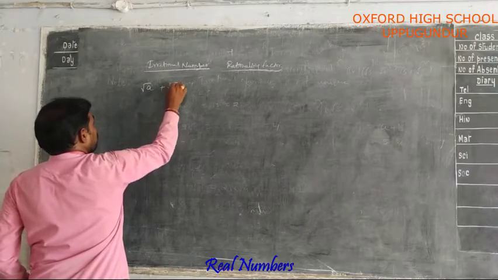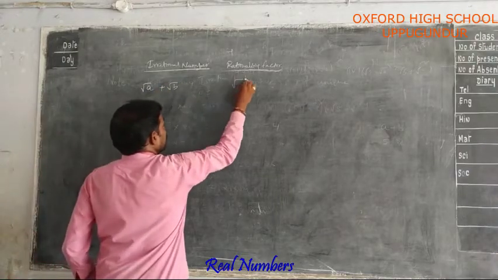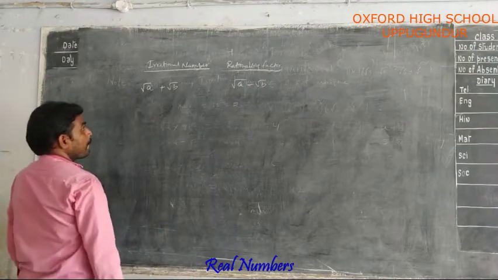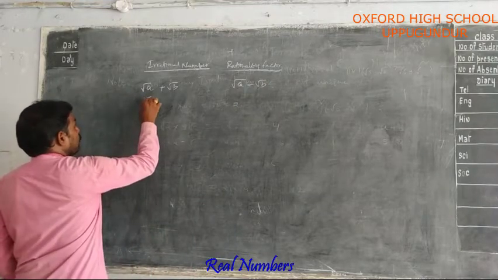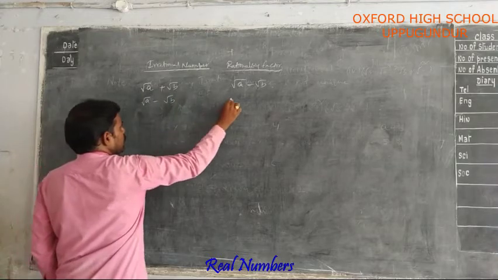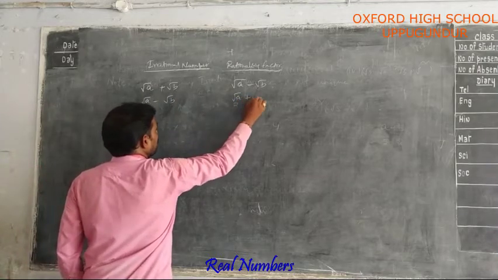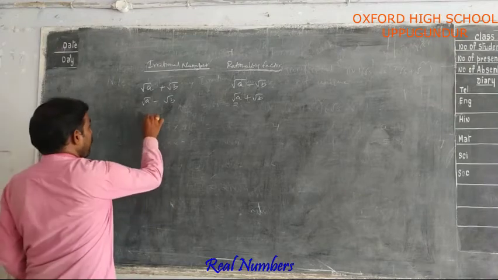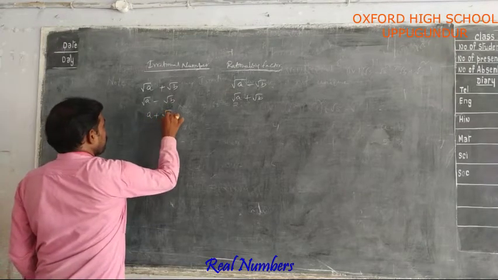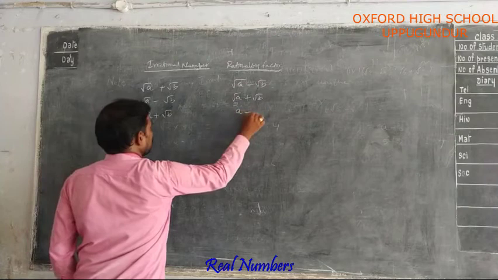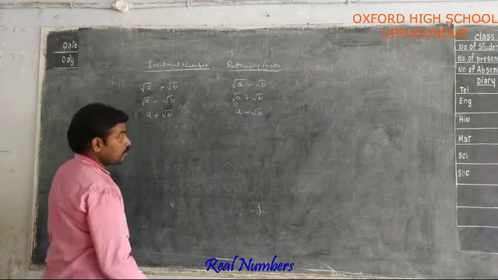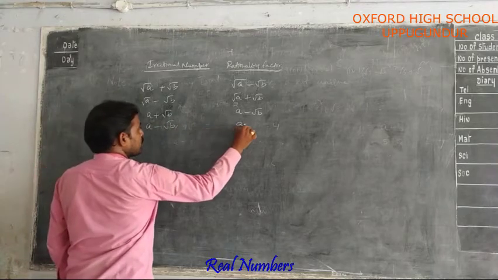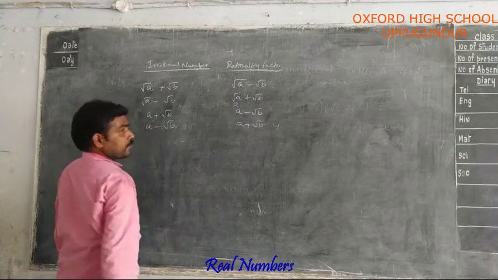Root a plus root b: the rationalizing factor is root a minus root b. Root a minus root b: the rationalizing factor is root a plus root b. Next, a plus root b: the rationalizing factor is a minus root b. Again, a minus root b: the rationalizing factor is a plus root b.